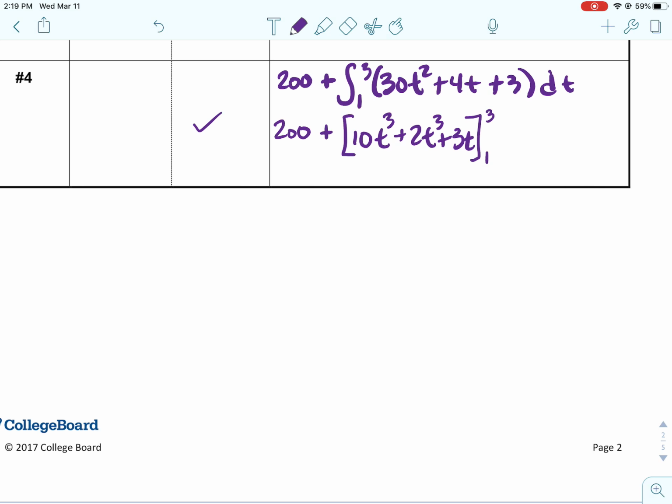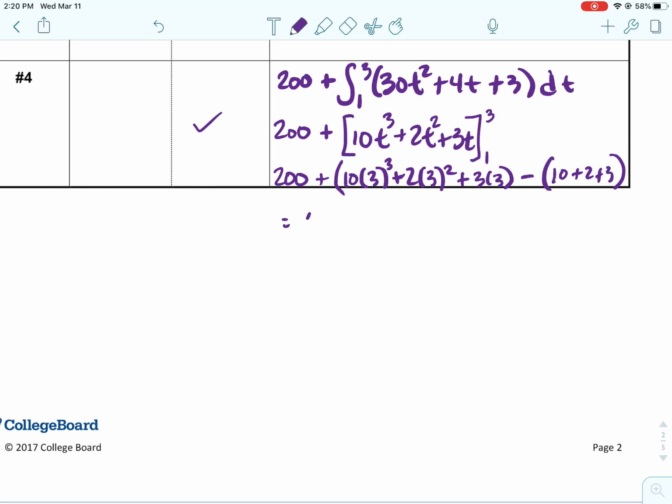Okay, so we're adding 1 to the powers and we're dividing by our new power. Okay, so now we're going to use the fundamental theorem of calculus. So we're going to plug in 3 and 1. Which are we going to plug in first? 3. So, oh, I wrote that wrong. Did y'all see that? It should be 2t squared. Right, and then we're going to subtract what we get when we plug in 1. Now, plugging in 1 is easy. You just add the coefficients together.